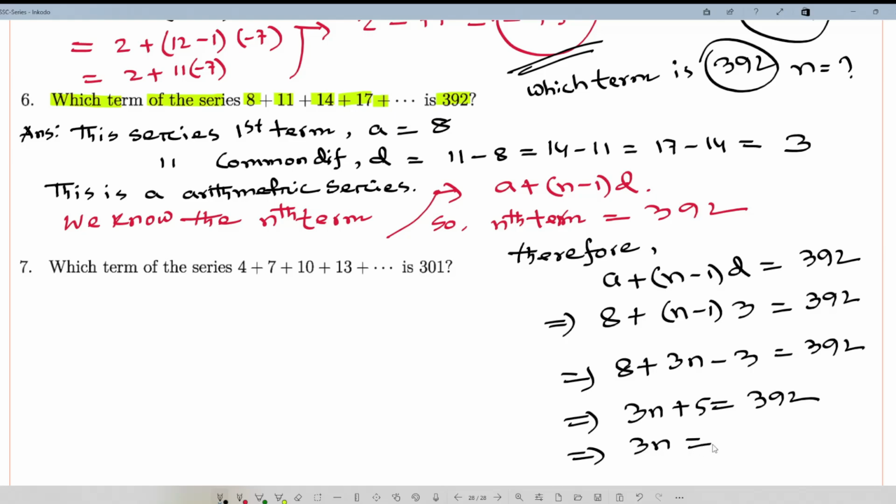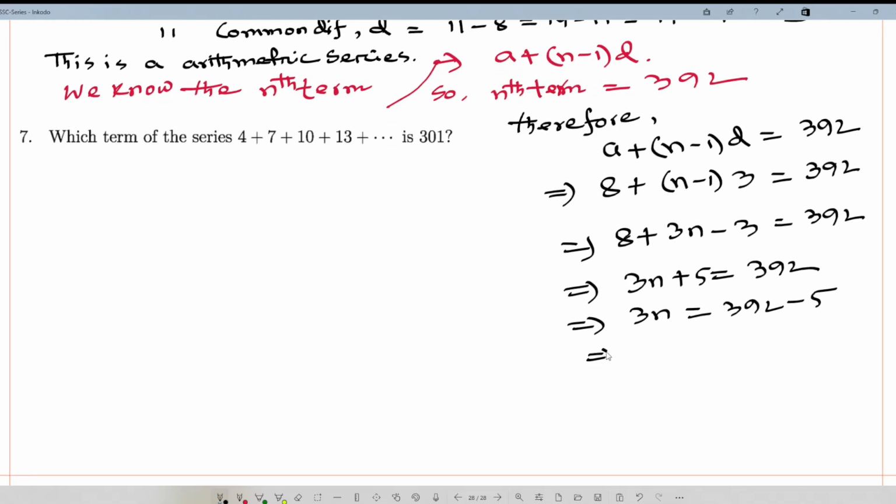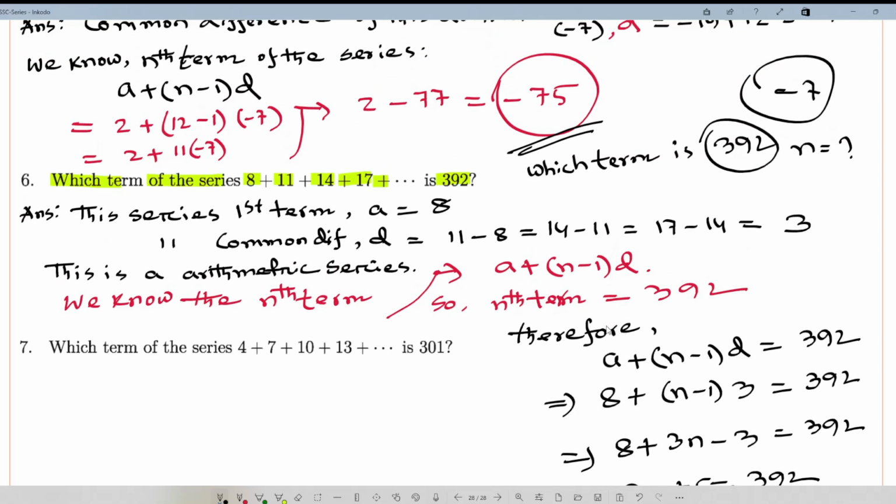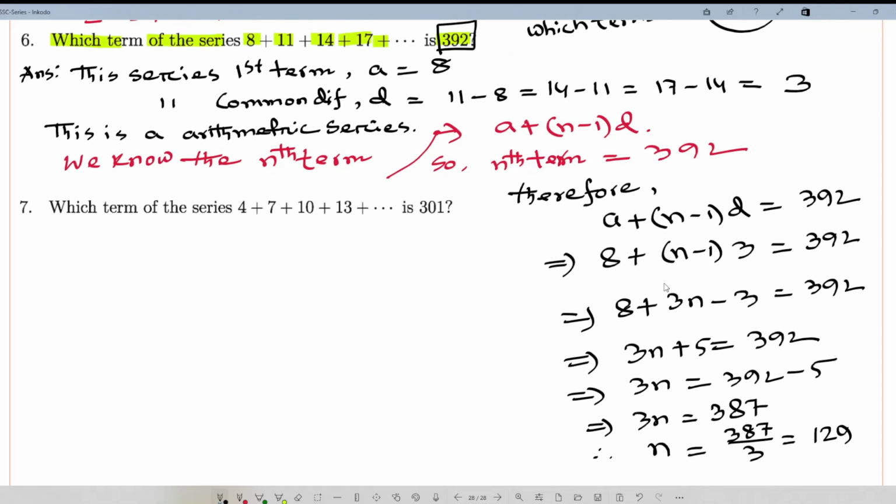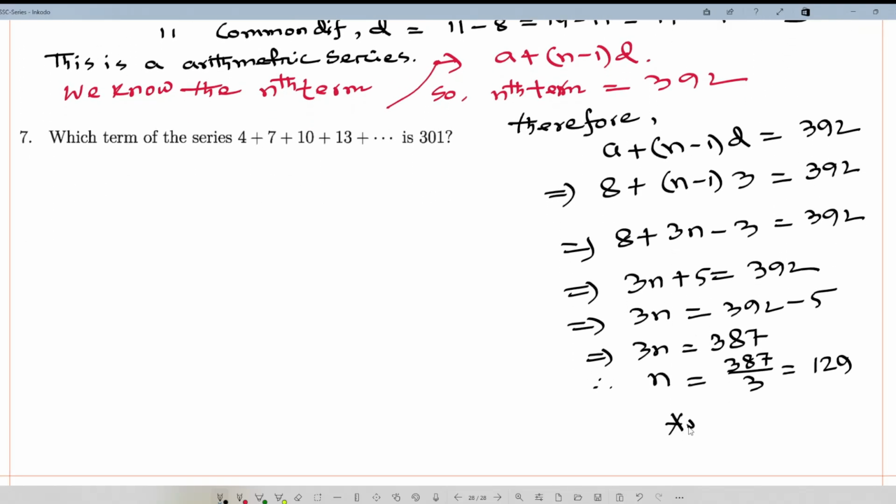Then 3n equals to 392 minus 5. Okay, now look, 3n equals to 392 minus 5 is 387. And if we divide both sides by 3, so 387 divide 3, and the answer is what? 129. So the 129th term is 392. Okay, so this is our answer.